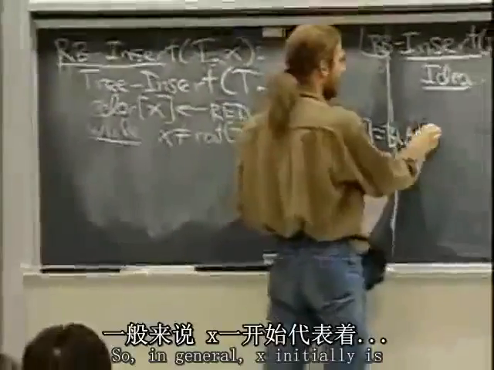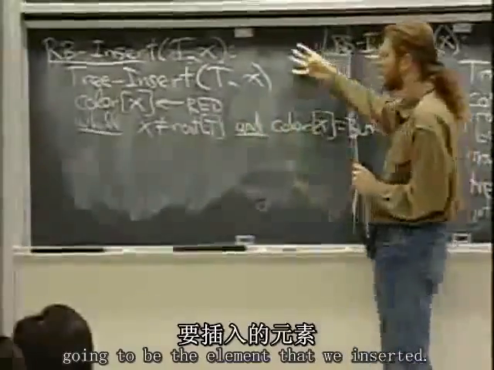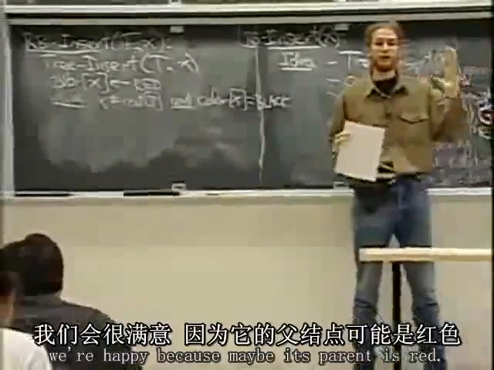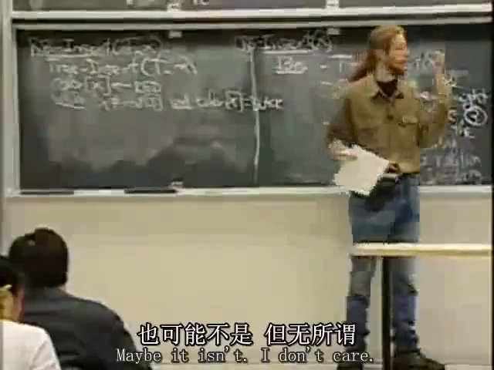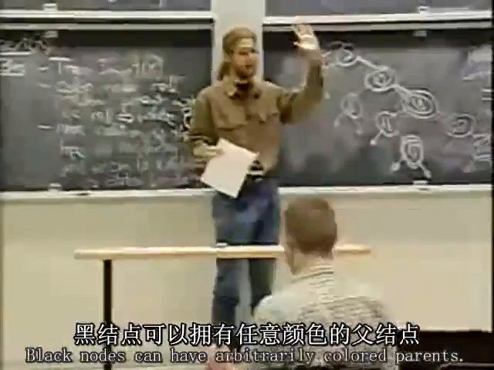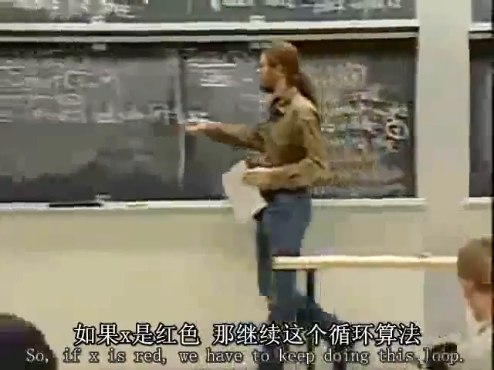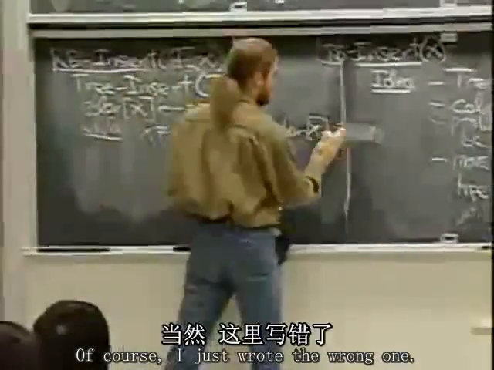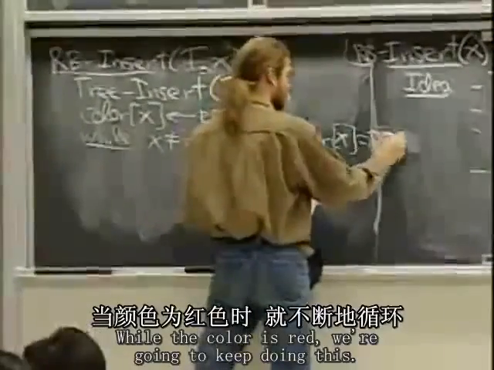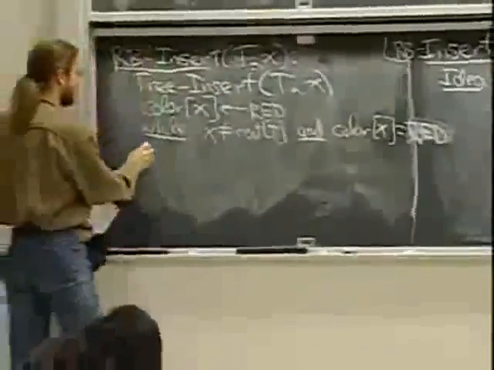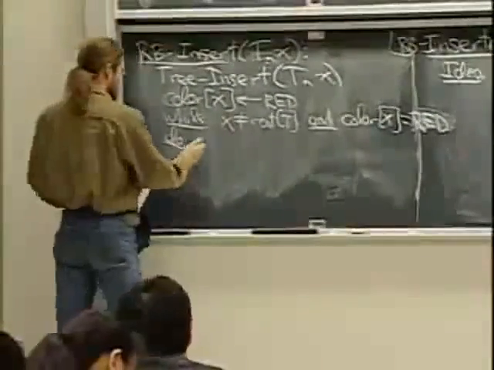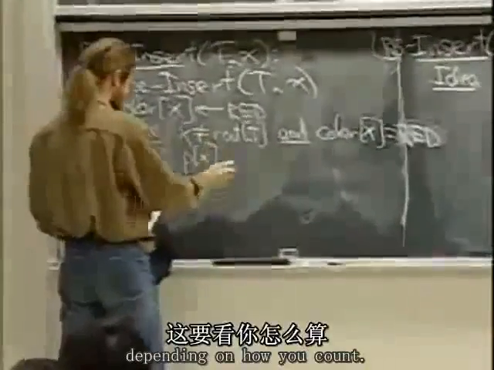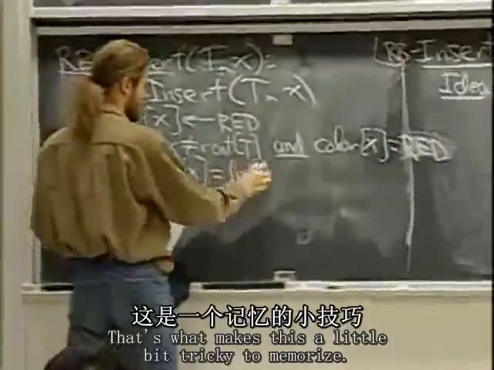So in general, x initially is going to be the element that we inserted, but we're going to move x up the tree. If ever we find that x is a black node, we're happy, because maybe its parent is red, maybe it isn't, I don't care. Black nodes can have arbitrarily colored parents. It's red nodes that we worry about. So if x is red, we have to keep doing this loop. While the color is red, we're going to keep doing this. So there are 3 cases, well, or 6, depending on how you count. That's what makes this a little bit tricky to memorize.